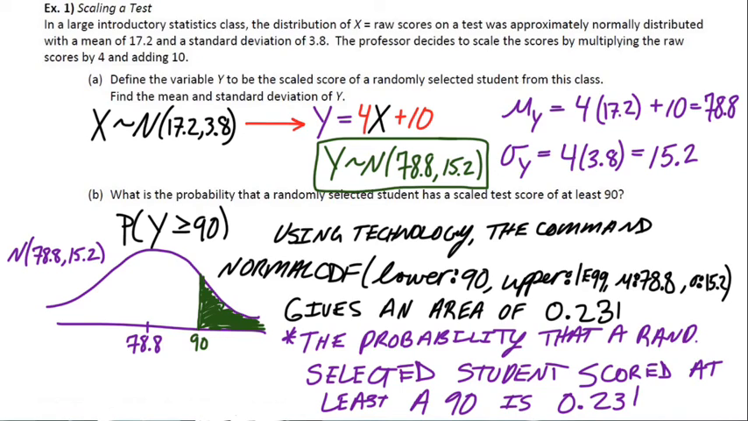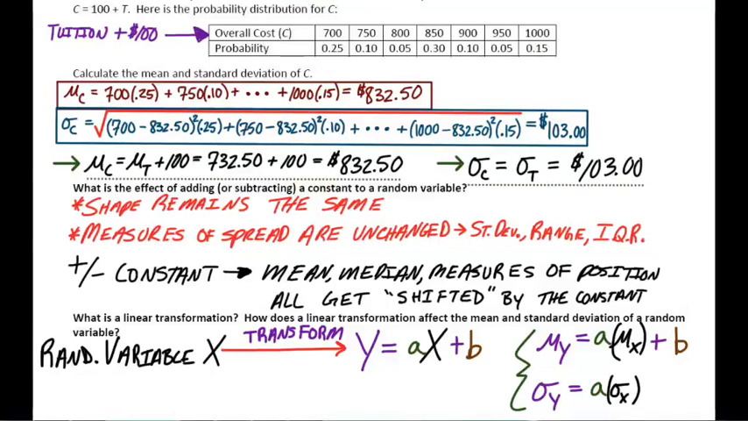Okay, so that's the end of these notes. To summarize, we talked about linear transformations. In particular, we talked about the effects of multiplying or dividing by a constant and what that changes, and then adding or subtracting a constant and what that changes. Just keep in mind that adding or subtracting a constant does not affect measures of spread. So the standard deviation is unchanged if you add or subtract a value to the random variable.